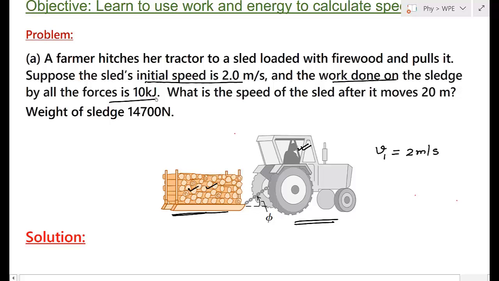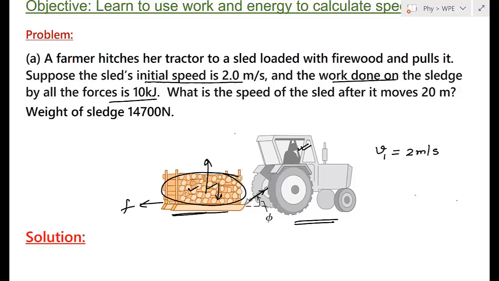So there are different forces acting on this sledge. So what are the forces acting? Normal reaction, weight, friction, and this tractor force Ft. So using all these forces, the total amount of work done on this sledge is given, and this work done is equal to 10 kilojoule. So let us write the work done on this sledge, that is W total, is equal to 10 kilojoule.